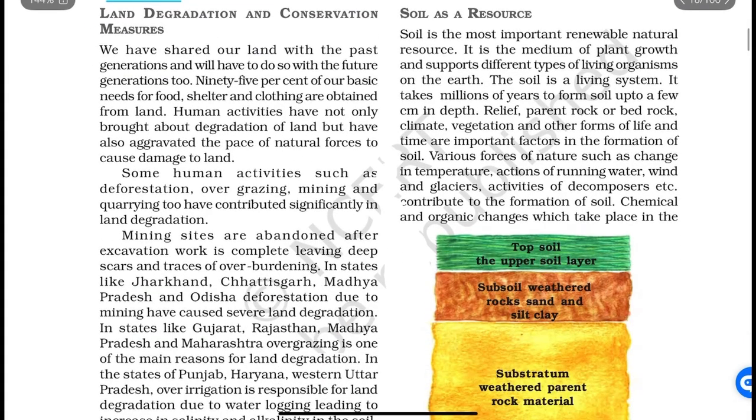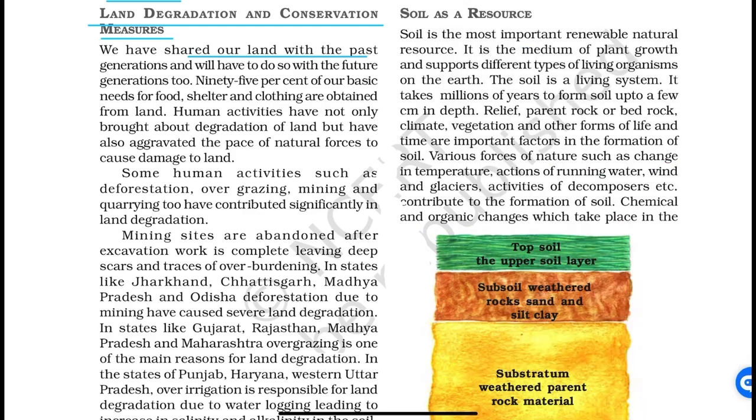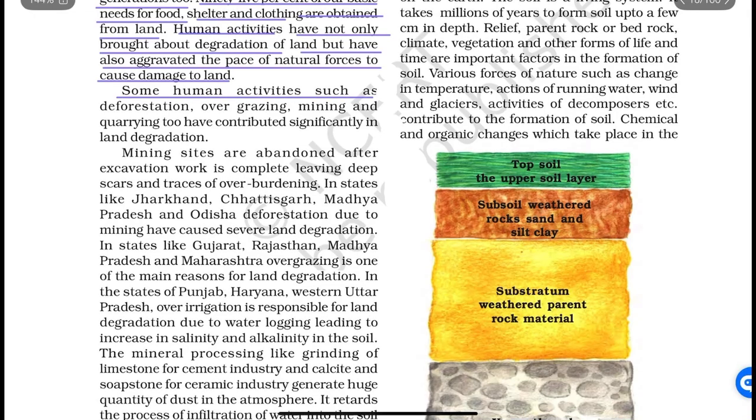Next topic is land degradation and conservation measures. We have shared our land with the past generations and will have to do so with the future generations too. 95% of our basic needs for food, shelter, and clothing are obtained from land. Human activities have not only brought about degradation of land but have also aggravated the pace of natural forces to cause damage to land. Some human activities such as deforestation, overgrazing, mining, and quarrying have contributed significantly to land degradation.